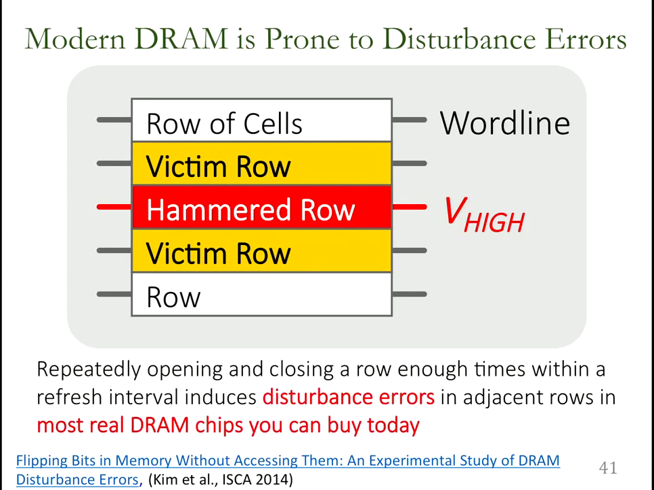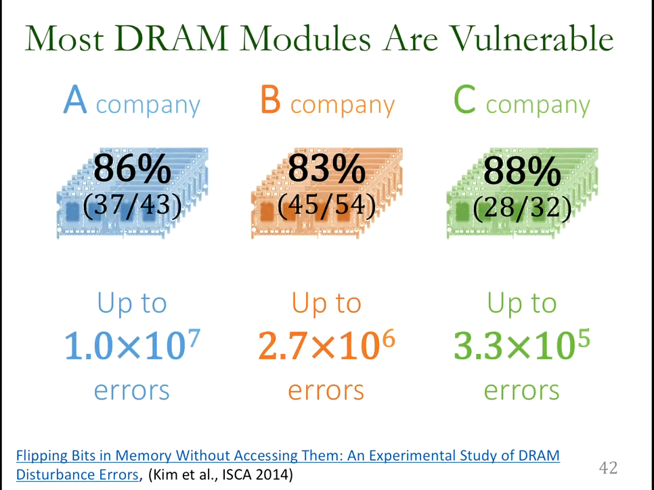And it turns out, repeatedly opening and closing a row enough times within a refresh interval induces this sort of errors. They're disturbance errors. And we'll talk about why these happen a little bit. In adjacent rows, in most real DRAM chips you can buy today. So when my students did the experiments, they found out from three different manufacturers, more than 80% of the chips are vulnerable to this sort of errors. And you can read the paper.